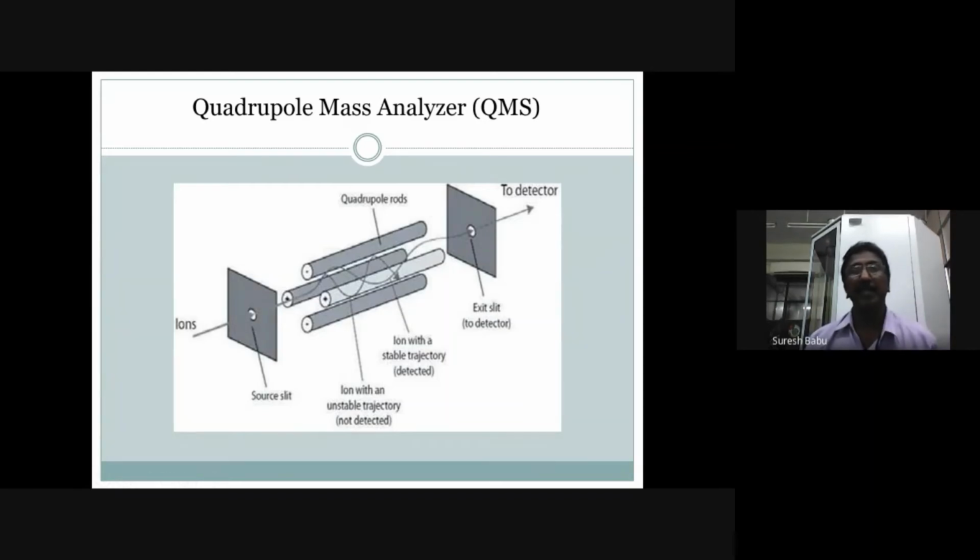So this is the schematic representation of the quadrupole mass spectrometer. Here the ions enter an electric and magnetic field created inside quadrupole rods, meaning four rods. Opposite rods are oppositely charged. Then an electromagnetic field is applied, and from the quadrupole rods, ions emerge based on their mass-to-charge ratio.